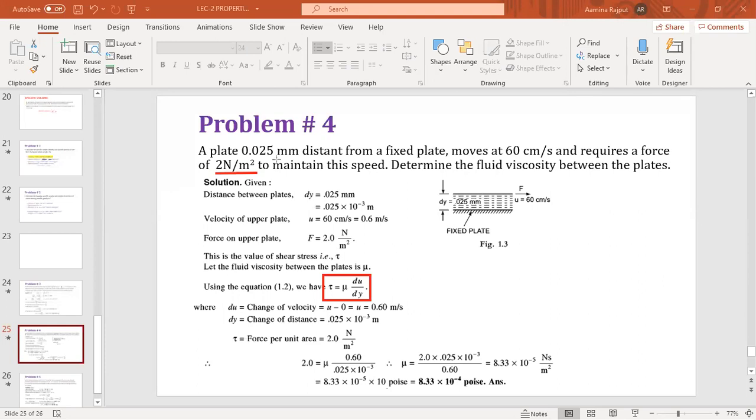All right, so come back to the numerical. So dy is 0.025 millimeter. So just convert it to meters because we're using SI units. So conversion of the values is most important. And the velocity of the upper plate is 60 centimeter per second, which is 0.6 meter per second. And the force is 2 Newton per meter square. So this is actually the shear stress.